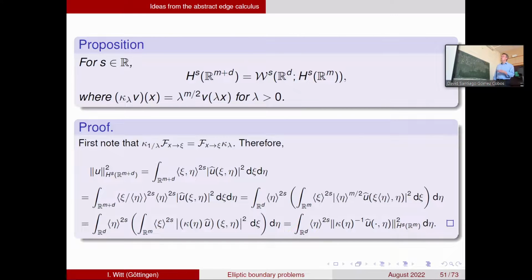This is lambda to the m over 2, and this lambda to the m over 2 shows in a way that there's also some guiding principle. So this group here is strongly continuous and unitary on L2. This is easily checked. That just gives you the factor here. And here's the proof.